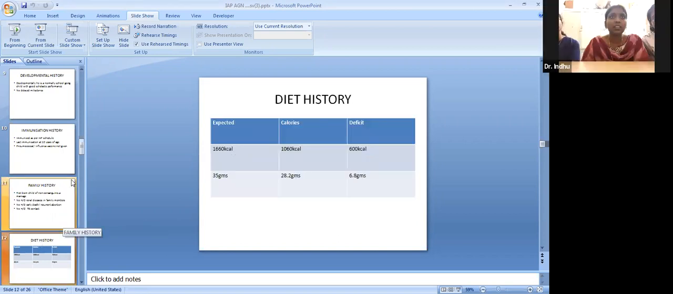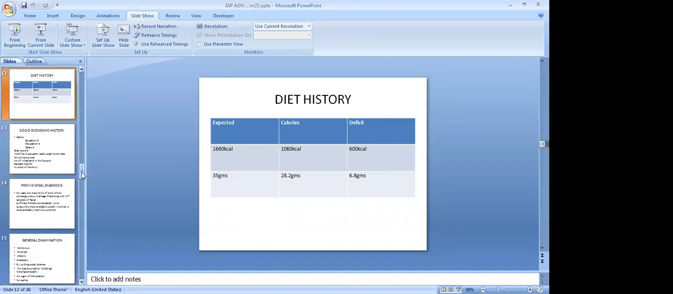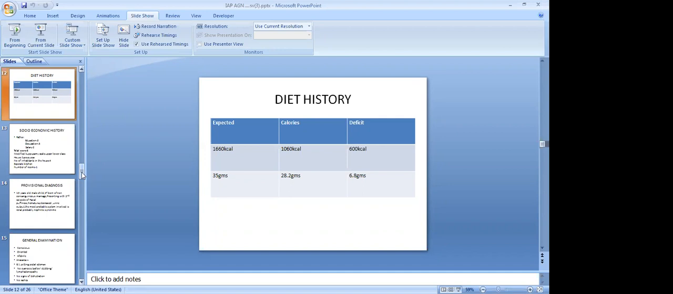Diet history: expected calories per day 1,660 calories, proteins 35 grams; calorie intake 1,060 calories, proteins 28.2 grams. Energy deficit of 600 kilocalories, and protein deficit of 6.8 grams per day. So where did you get this expected calorie number from? 1,660 and 35 grams. How did you calculate 1,660 and 35 grams?